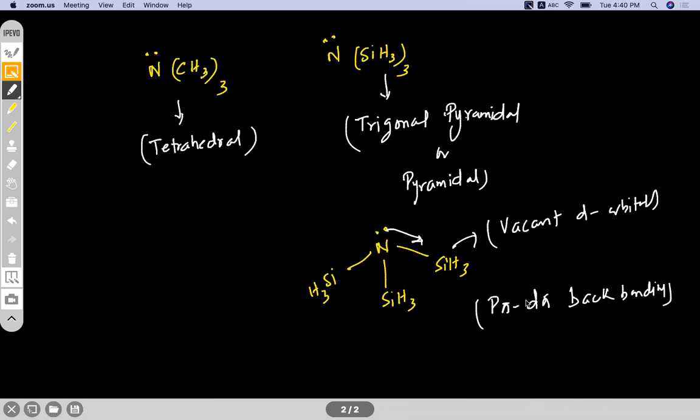No, it's not trigonal planar. It's like the three SiH3 groups are present at the vertices of the triangle, and nitrogen is above it, right? Like this. Clear? Understood?